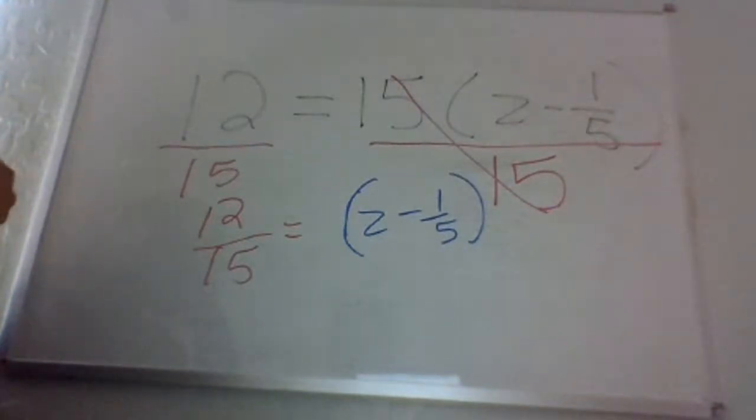Okay, so he divided by 15 to get z by itself, right? So you can do this side, you can do this side. So then 15 and 15 equal 1, you cancel each other out. So now you're just left with z minus 1/5. Okay. Now, just going straight across. Okay. So what should my next step here be?